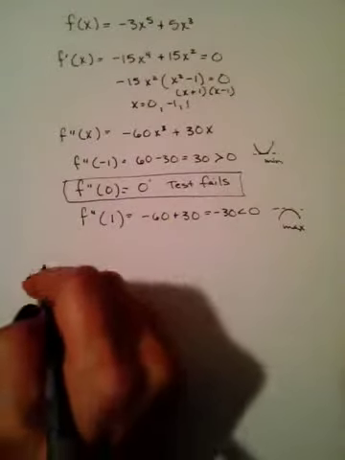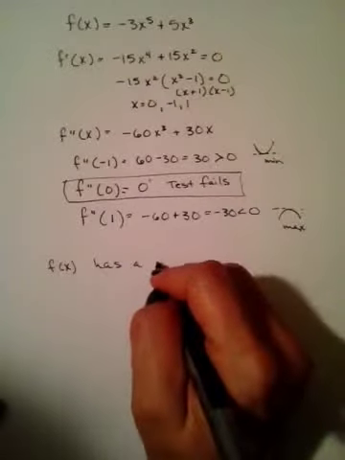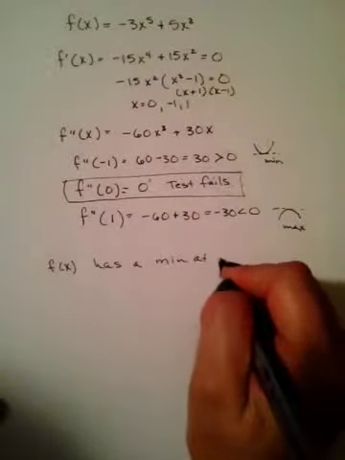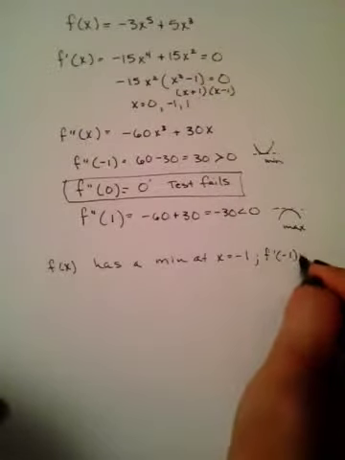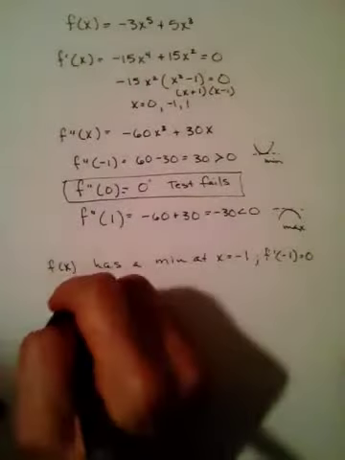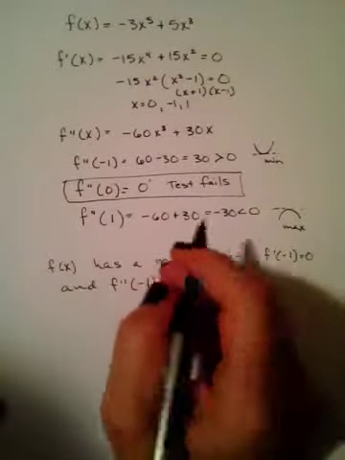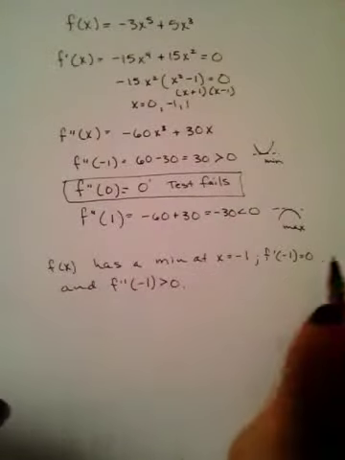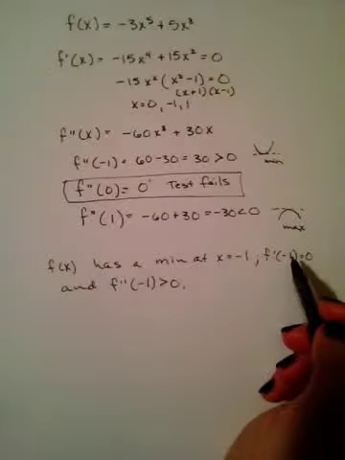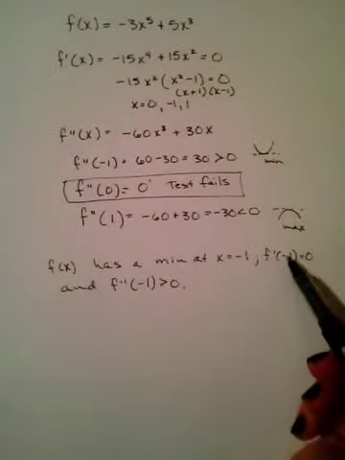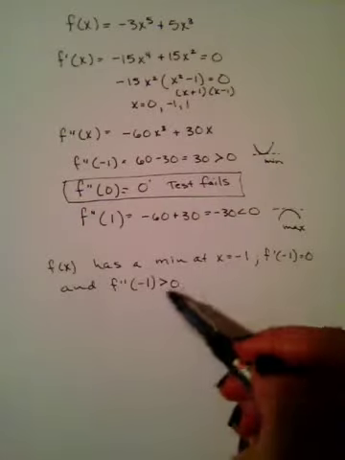If I wanted to justify it, I could say f of x has a min at x equals negative 1. I know that because f prime of negative 1 equals 0, which means that it is a critical number, and f double prime of negative 1 is greater than 0. That would be enough. Now, on your first derivative test, you talk about the first derivative changing signs from positive to negative or negative to positive. For the second derivative test, you have to include both conditions, that it's actually a critical number and that it's concave up at that critical number.